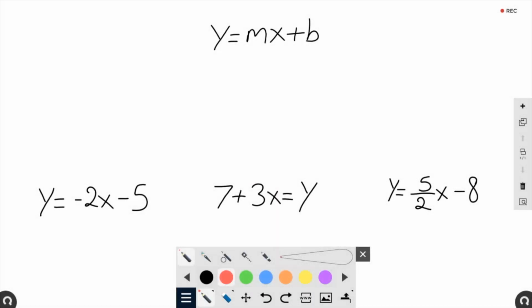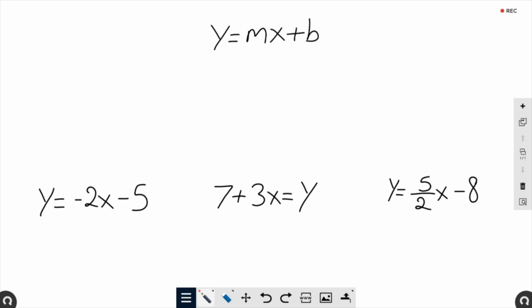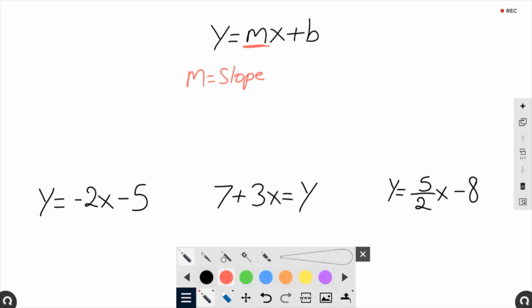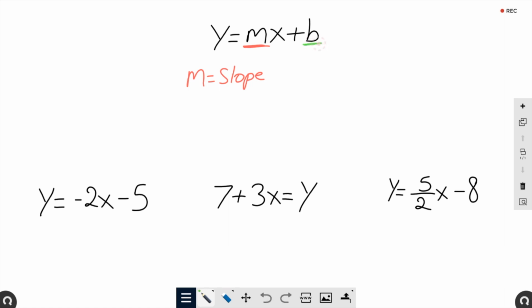To find the slope and the y-intercept from an equation, we have to know that m represents your slope. So m is my slope, and it's always the coefficient. That's the number connected to your variable, or the number that's multiplying your variable. And b is always your y-intercept.